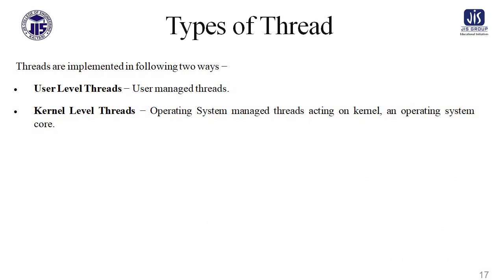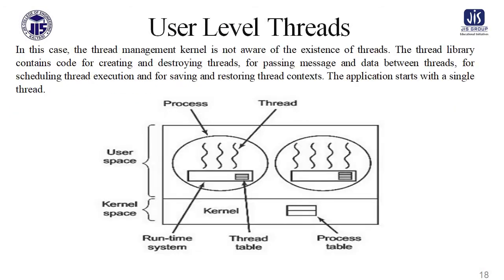So usually there are two types of thread. One is called the user level thread that manages mainly those threads, and the kernel level thread, the operating system managed thread acting on kernel and operating system. Okay. So what is user level thread?